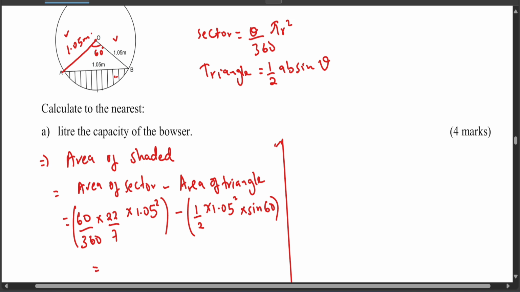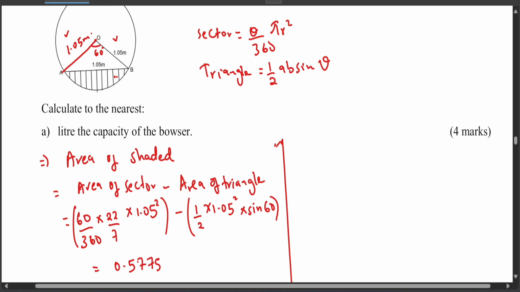If you take your calculator, 60 over 360 times 22 over 7 times 1.05 squared gives you 0.5775. Then minus the area of the triangle, a half times 1.05 squared times sine 60, which will give you 0.47739. It's better to write it in long form so that we don't get a larger error.